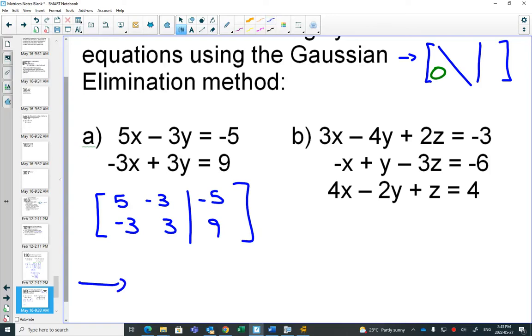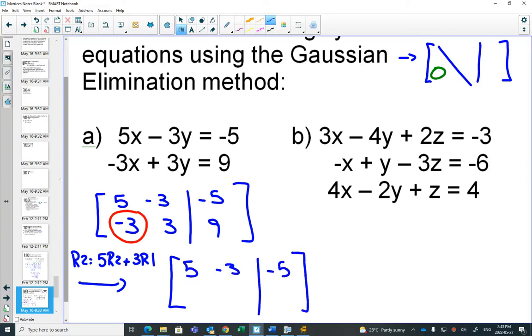So I need to make this one right here into a 0. So I need to change my row 2. How could I make that into a 0? Well, I could take 5 row 2's and add 3 row 1's, because that would make one negative 15 and one positive 15. So if I did that, row 1 doesn't change. Row 2, though, this will be a 0. 5 row 2's will make this 15 minus 9, so this will be a 6. And 45 minus 15 will give me a 30.